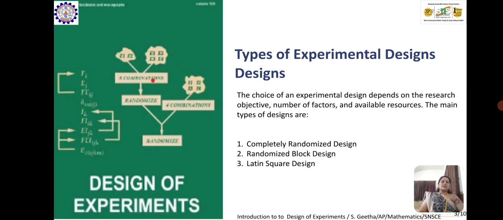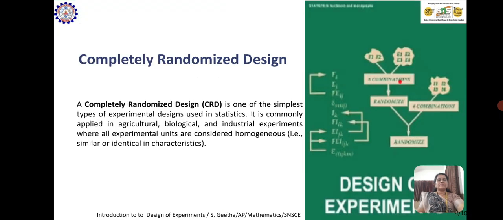Here we have three types of experimental designs. They are completely randomized design, randomized block design and Latin square design. A completely randomized design is one of the simplest types of experimental design used in statistics. It is commonly applied in agriculture, biological and industrial experiments where all the experimental units are considered homogeneous, that is, similar or identical in characteristics.